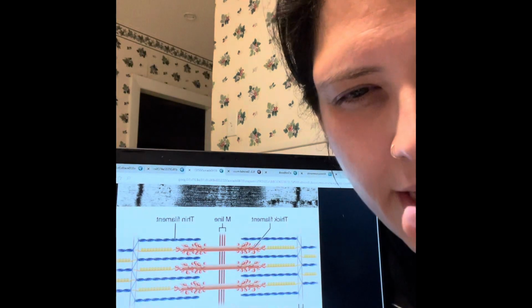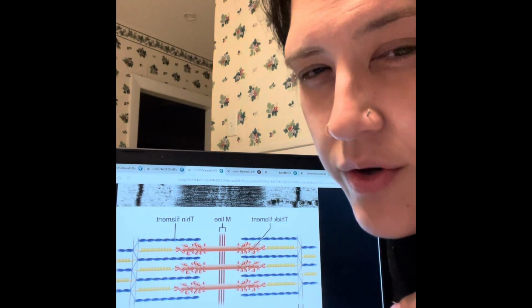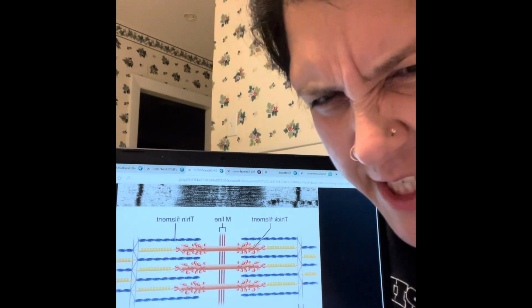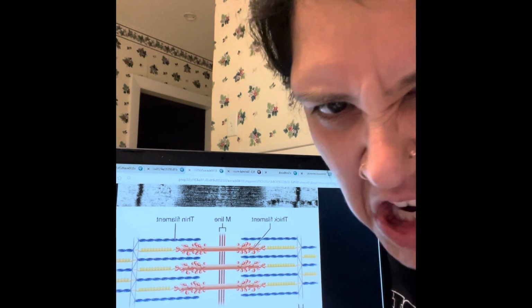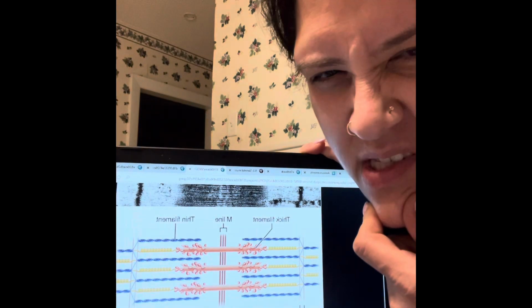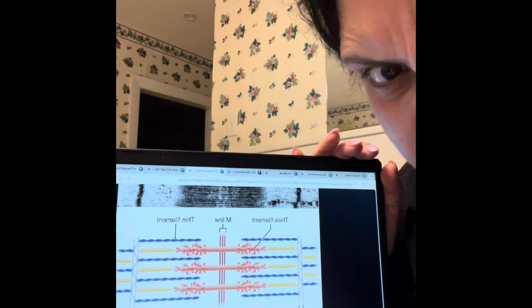But I do have a second portion to this, and I think this tricky guy might have something to do with our dead fish and moving chickens. Now, we're going to discuss something tricky called the sliding filament theory. What is that, you might ask?